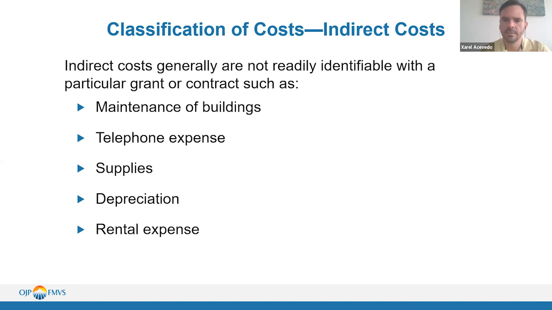plausible, right? Supplies. I gave an example a little bit earlier. Staples. What else did I say? Post-its, et cetera, et cetera. That is way too much work to try and trace back to the program. Just group it in a major category and use it as an indirect cost. Depreciation and then rental expense.